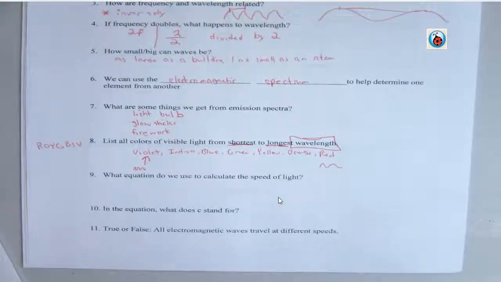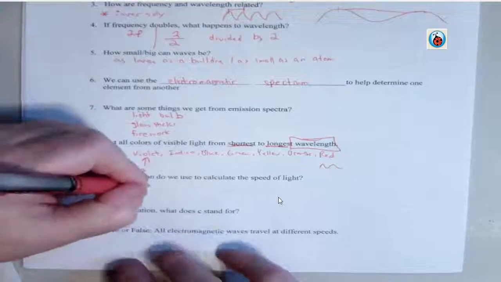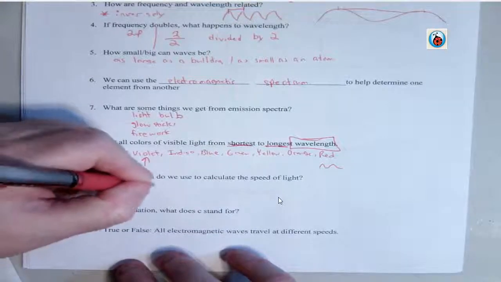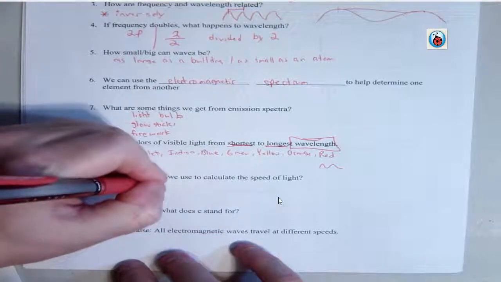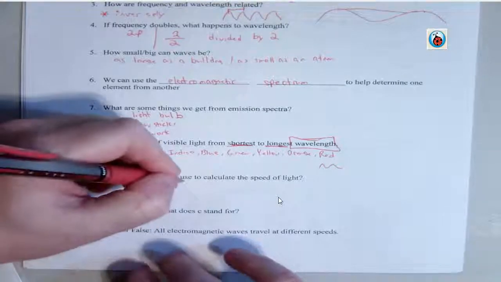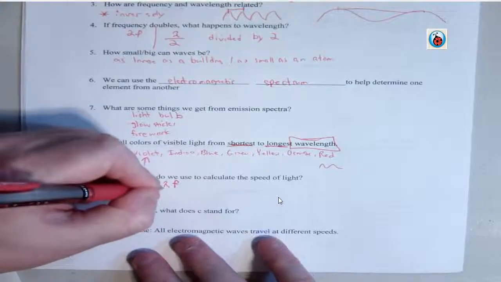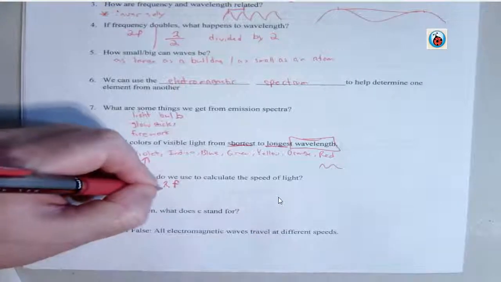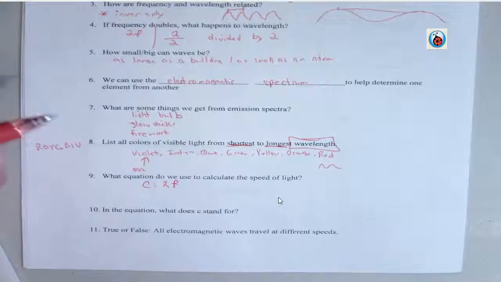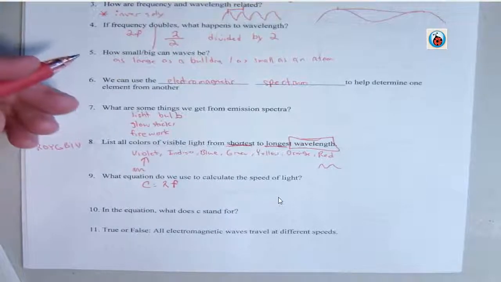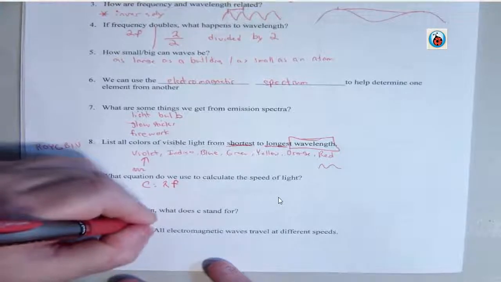Number 9. What equation do we use to calculate the speed of light? You guys can Google this if you want, or you can wait till I finish this sentence and write it down. So the speed of light, as an FYI, is c in physics, and that is our frequency times our wavelength. So this is our wavelength, this symbol thing here, and this is our frequency, right? Pretty simple. In this equation, what does c stand for? C stands for the speed of light.